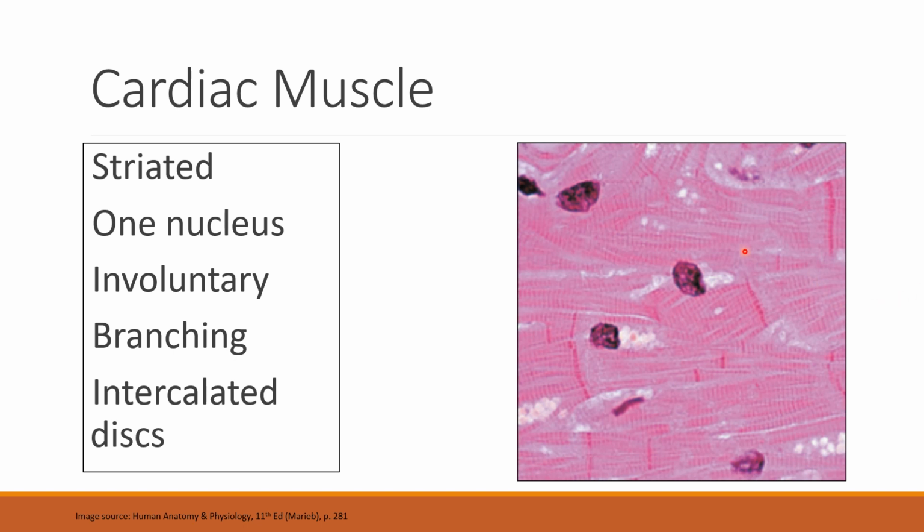Here's another view of cardiac muscle. You see the striations very nicely. You see it's kind of this branching effect. Remember that skeletal muscle was all just straight lines, but this is more of a branching effect. They are one nucleus per cell, and then the intercalated discs between them. So if you see this image right here, you'll know that this is cardiac muscle.